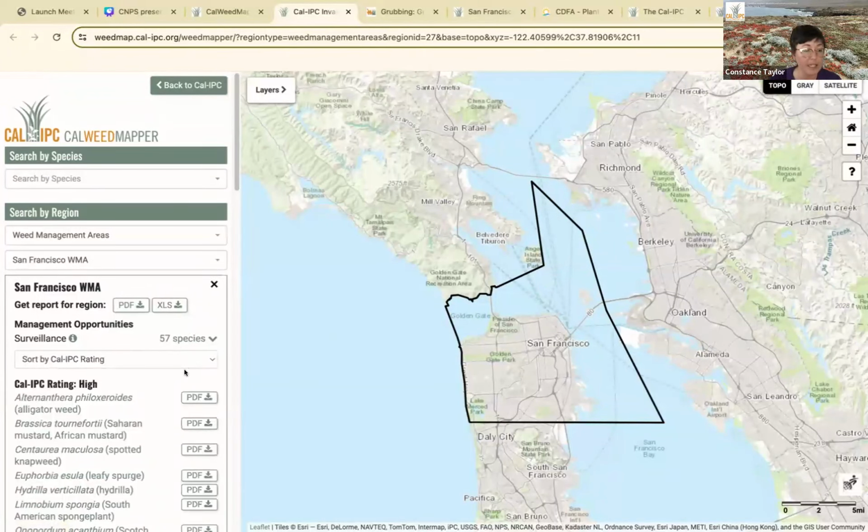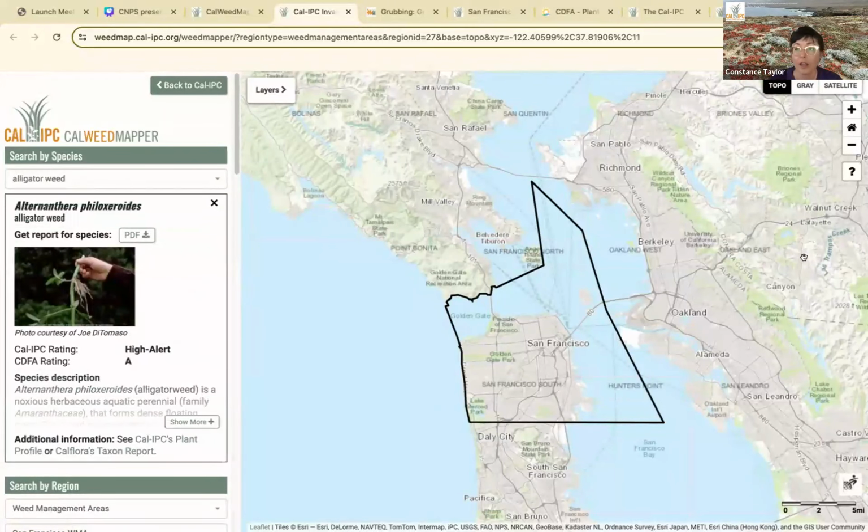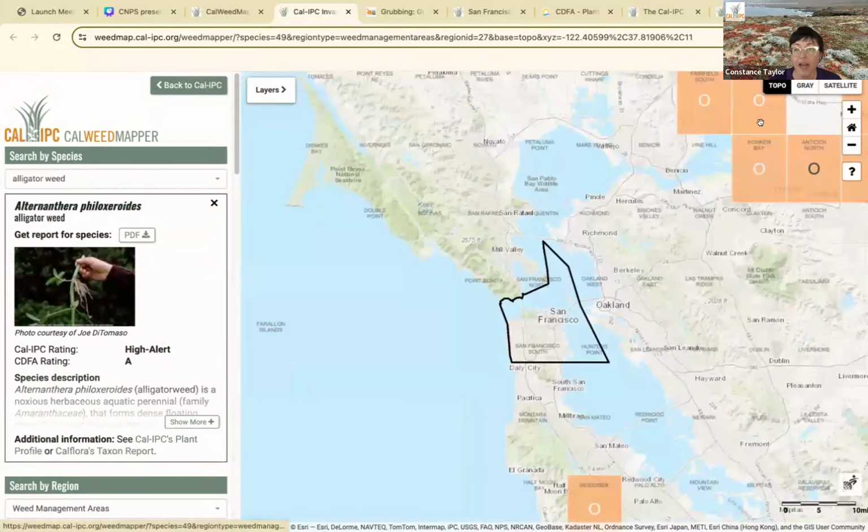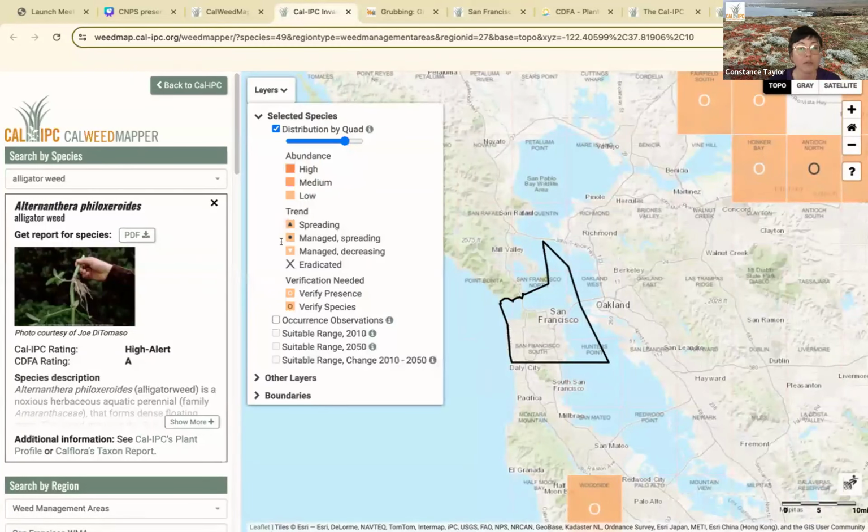So if we want to see where alligator weed has been spotted, it's going to zoom out a little bit. Here we go. Here is where alligator weed has been spotted. It has not yet been spotted in San Francisco. And what on earth do these little symbols mean? Click on layers, and this will give you the legend. So it looks like for all of these, the presence needs to be verified and the species needs to be verified.